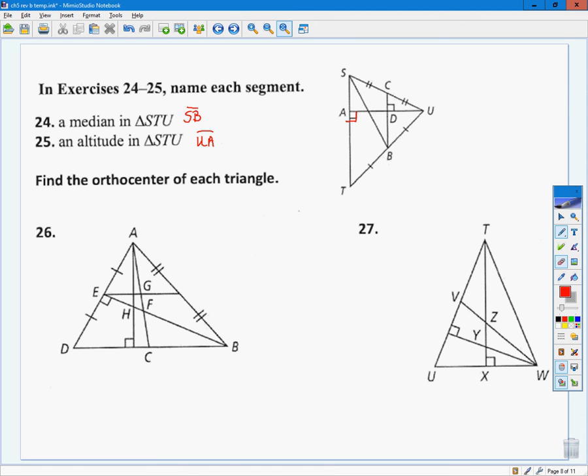The orthocenter is the point of concurrency of my altitudes. So if I look at the altitudes, segment AH is an altitude, segment BE is an altitude, and the point that they had in common was H. Segment WY is an altitude, segment TX is an altitude, and the point that they had in common was Y.